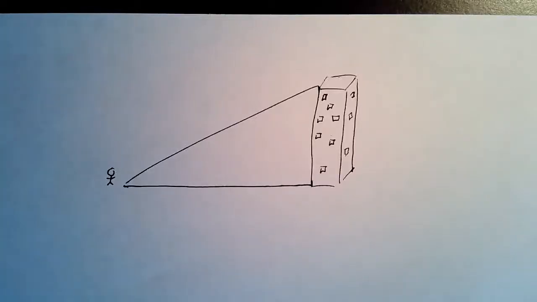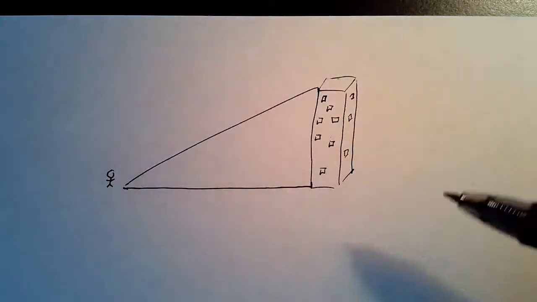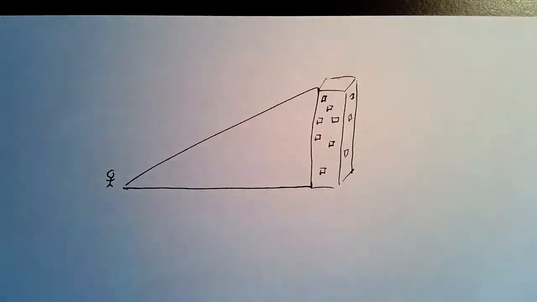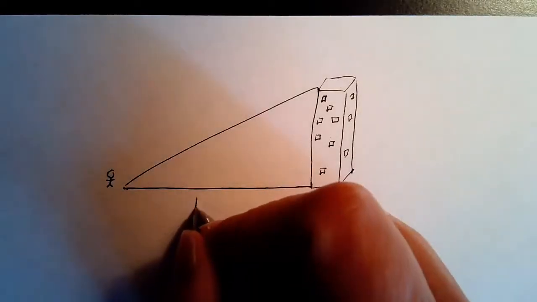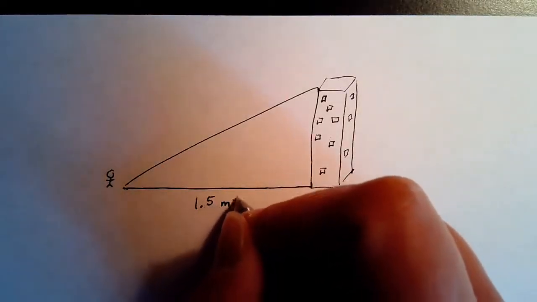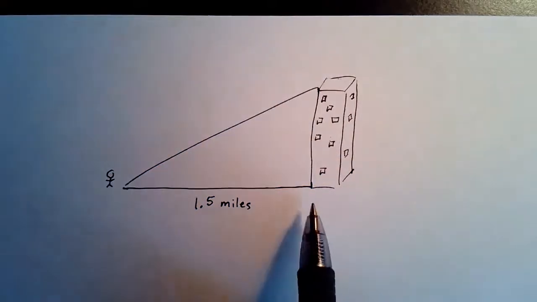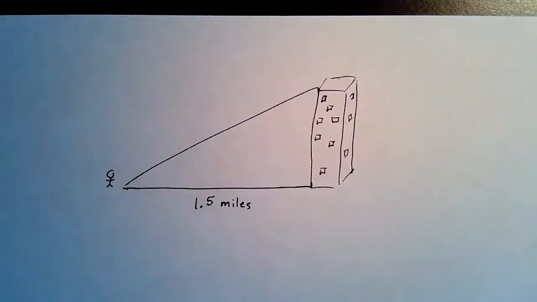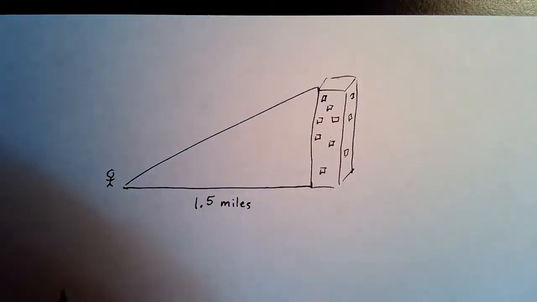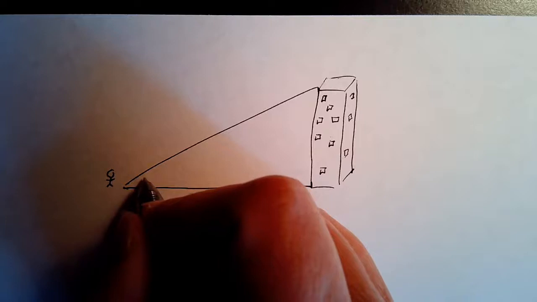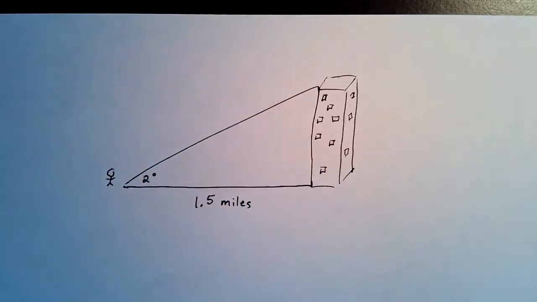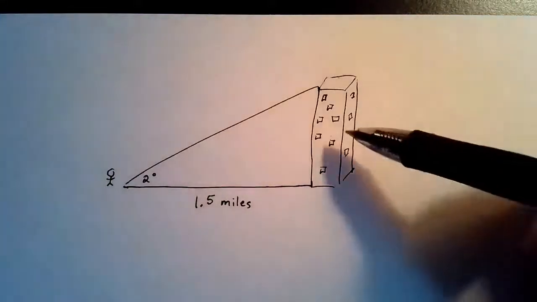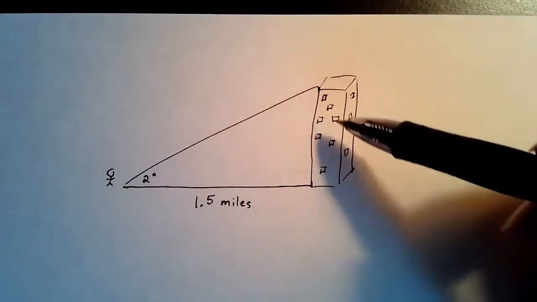Okay, so let's put this into a situation. Let's say that you're standing pretty far away from a tall building. Let's say that you are 1.5 miles away from that building, and you want to figure out how tall that building is, and you take out your clinometer, and you know that the angle that it creates is 2 degrees. Really, really small, because you're standing really far away. And you want to know how tall this is in feet.